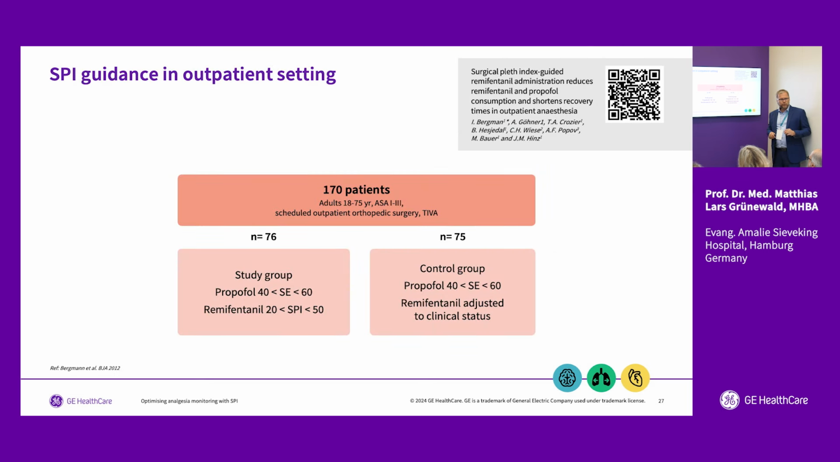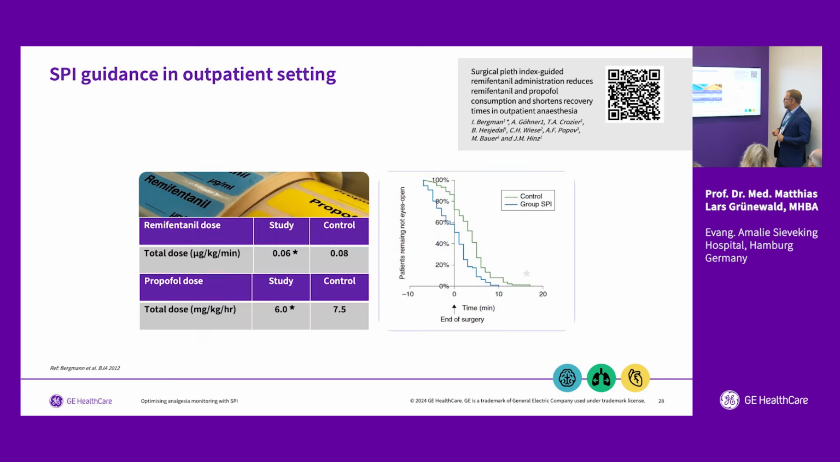Now two studies I want to introduce a little bit more, where the entropy and SPI were used as guidance for anesthetics. This study by Ingo Bergman from Göttingen was published 10 years ago, and he could already show that we tend to overdose anesthetics, so therefore dose reduction of remifentanil and propofol. And very interesting, and it's shown in the other studies as well, you really influence your operating processes. You have faster emergence when using those patients. These were quite healthy patients, outpatient, ambulatory anesthesia procedures.